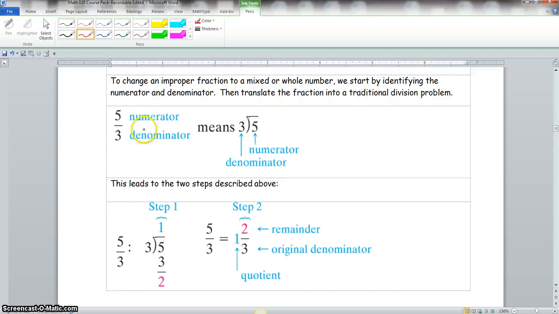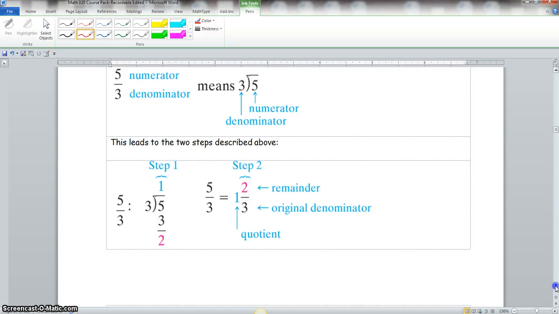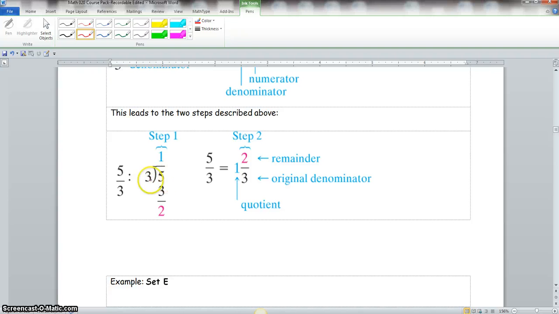Well, it actually shows a representation here. Now, it says to change an improper fraction to a mixed or whole number, we start by identifying the numerator and denominator, which we have here. Then translate the fraction into a traditional division problem. So it'll be 3 and 5. Now, we ask ourselves here, how many times does 3 go into 5?